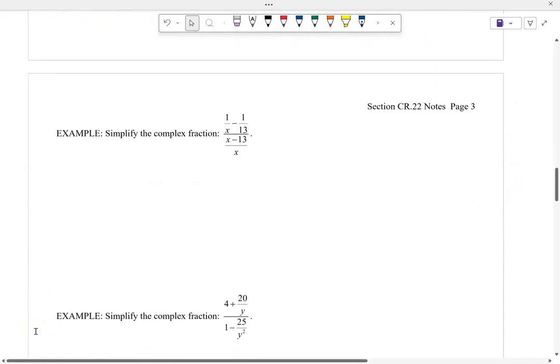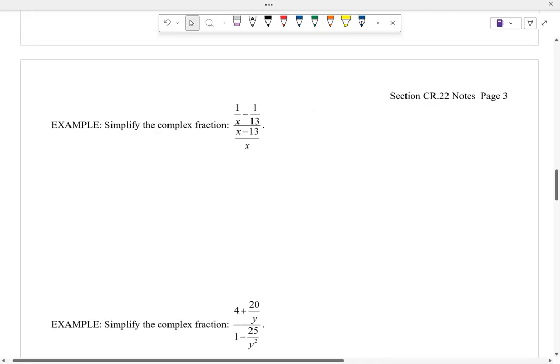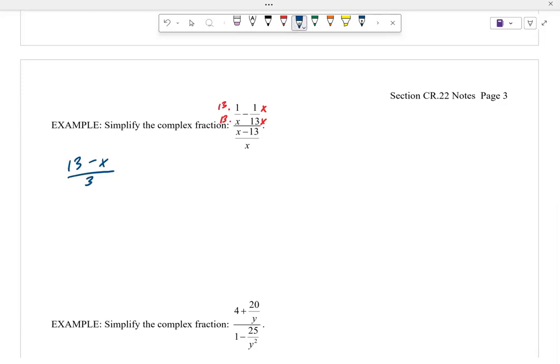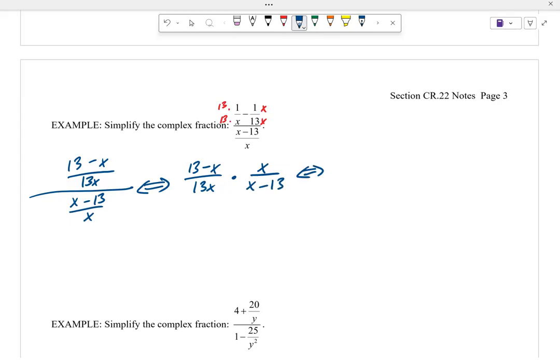All right, notice this next one. We've already got one fraction on the bottom. We just have to get the top. So we have to give that a 13, give that an x. So it looks like we have 13 minus 1x all over 13x, and then this is all over x minus 13 all over x. So we have 13 minus x all over 13x times the reciprocal, x over x minus 13. Now notice that 13 minus x is real close to x minus 13. Let's go ahead and factor out a negative. That would change both of those signs.